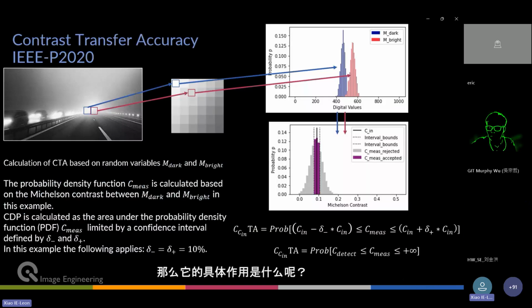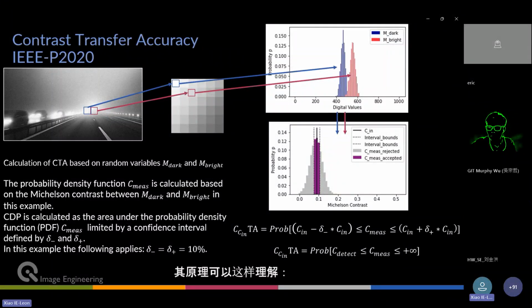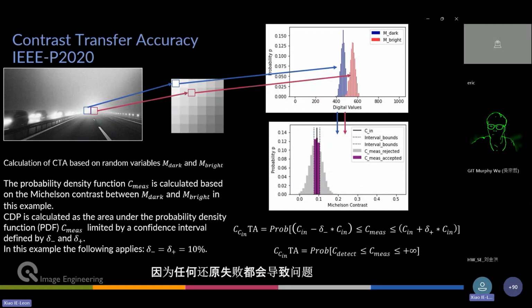So what does it do? One of the contrast performance indicators is the CTA, contrast transfer accuracy. You can see it like this: in an object, you would have two areas that form a certain contrast. And you want to answer, is my system under test capable of reproducing this contrast? Because if it fails for any reason, then that might be a problem. A lot of detection algorithms for ADAS systems need to see some form of object contrast. If the object doesn't form any contrast anymore, you cannot detect it.